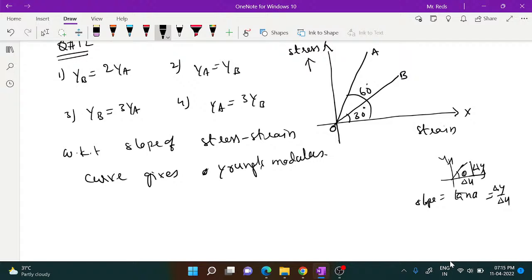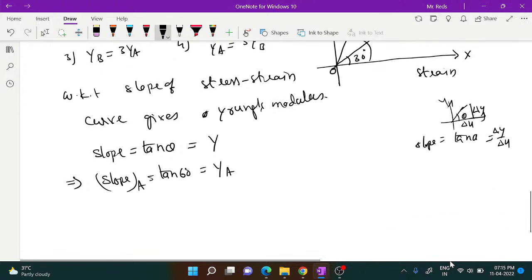If the angle is given, without taking coordinates directly, the slope is equal to tan theta. If the angle is given, only then do we use tan theta; otherwise take the coordinates. So here the slope is nothing but tan theta, and this gives you Young's modulus. So the slope of curve A is equal to tan 60, since curve A is making an angle of 60, and tan 60 is equal to Young's modulus of curve A, right?